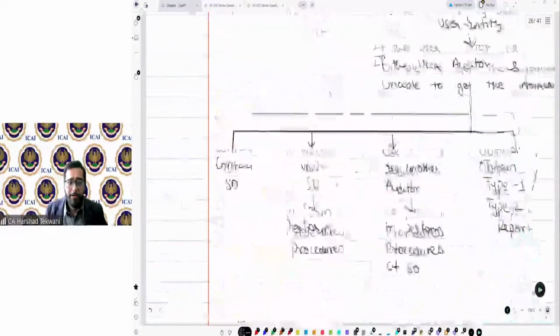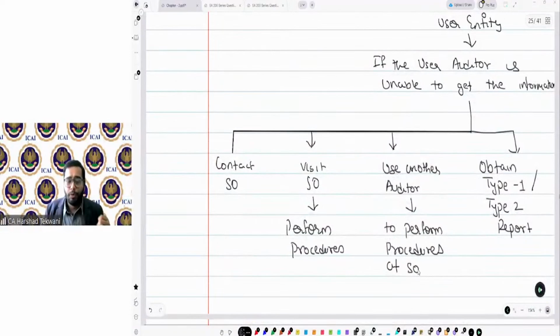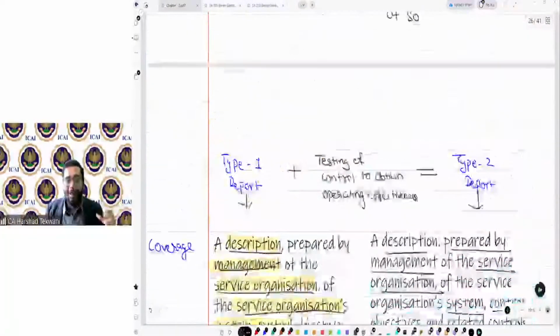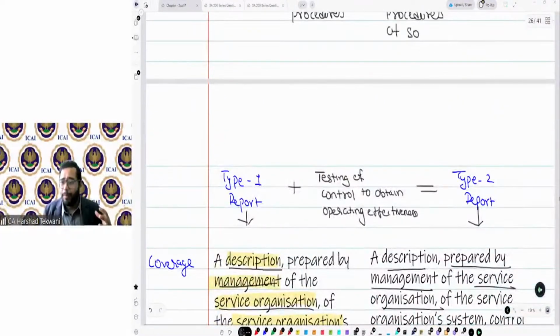Clear? So based on this, when I say obtain type 1 and type 2 report, now you understand what is type 1 and type 2 report, and how they can provide me the comfort. And for sure, the type 1 report will provide less comfort compared to the type 2 report.